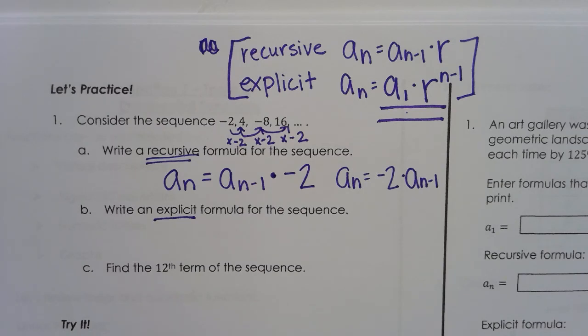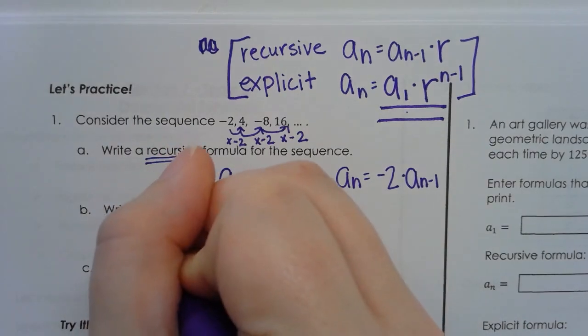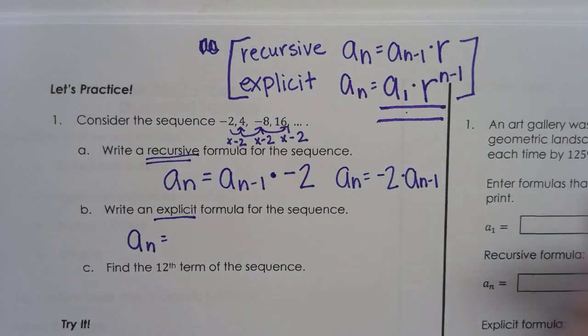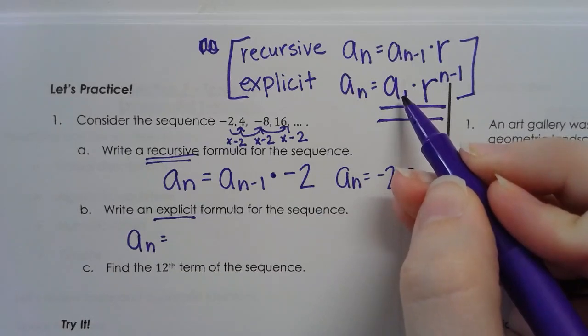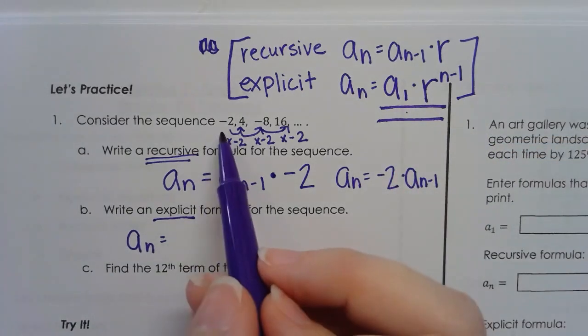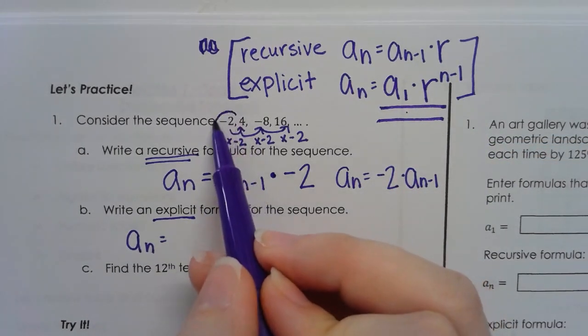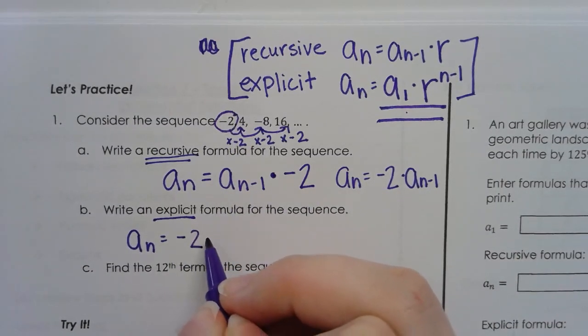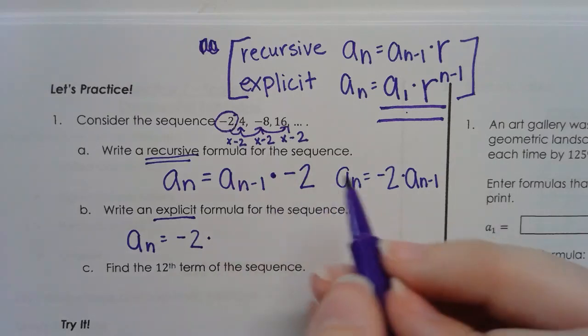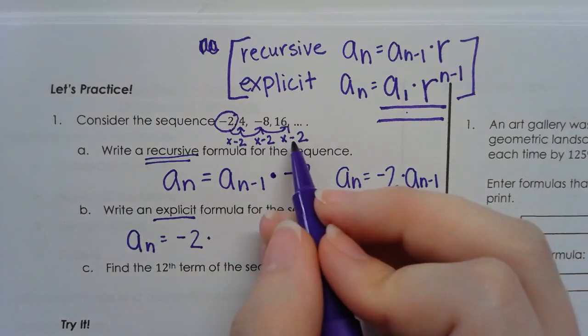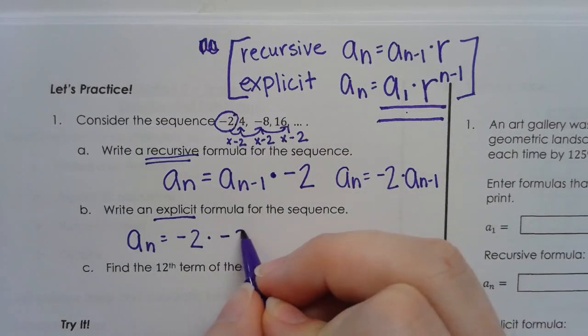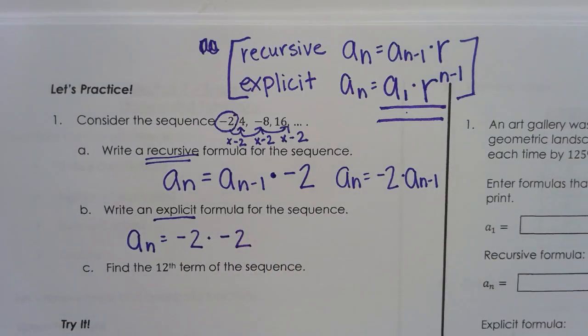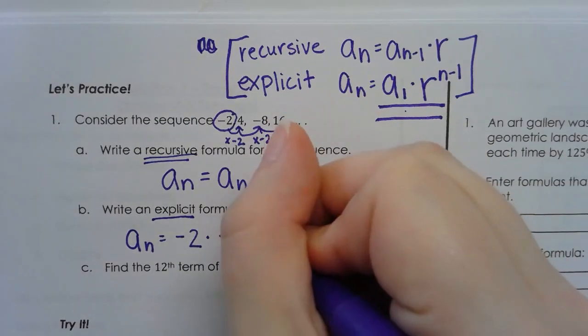So then an explicit formula for this one would be a sub n equals, you have your a sub 1, which is your first term. So in this sequence, my first term is -2. So -2, my a sub 1, times my common ratio, which was also -2, because that's what I'm multiplying by, raised to the n minus 1.